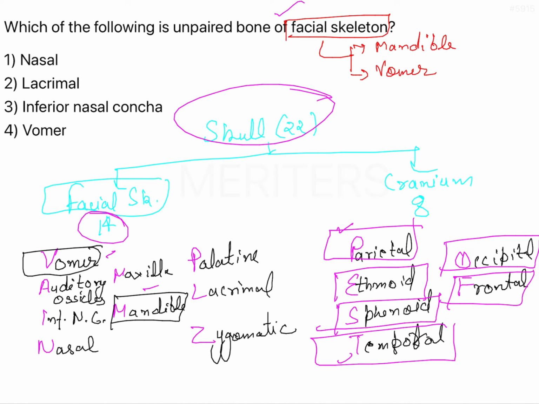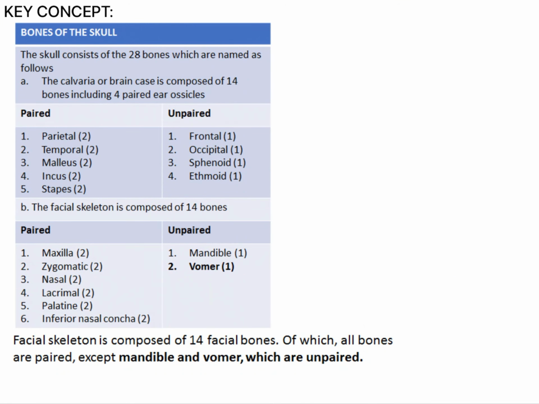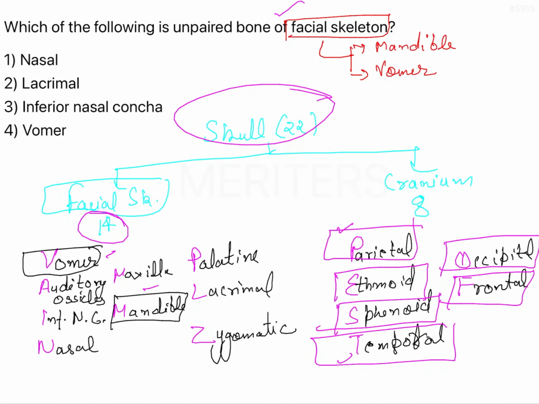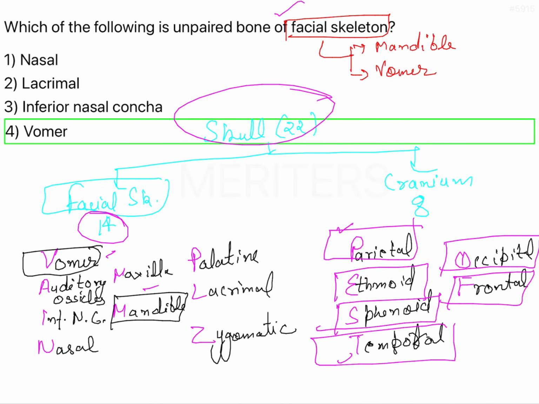If we quickly go through the key concept, the parietal, temporal, malleus, incus, and stapes are the paired bones, while the unpaired are frontal, occipital, sphenoid, and ethmoid. In the same way, the paired bones are maxilla, zygomatic, nasal, lacrimal, palatine, inferior nasal concha, while mandible and vomer are unpaired bones. So this is how we can answer this particular question. The correct answer in this question is vomer.